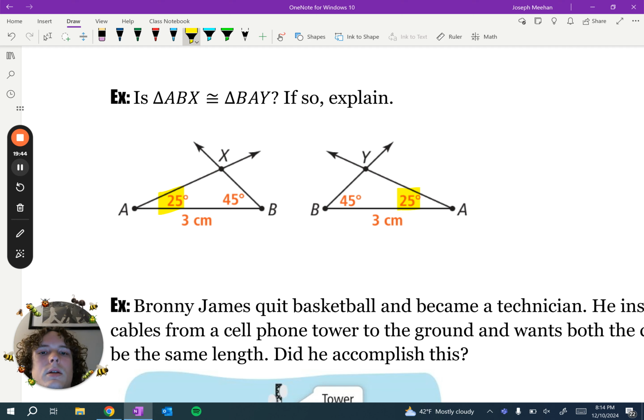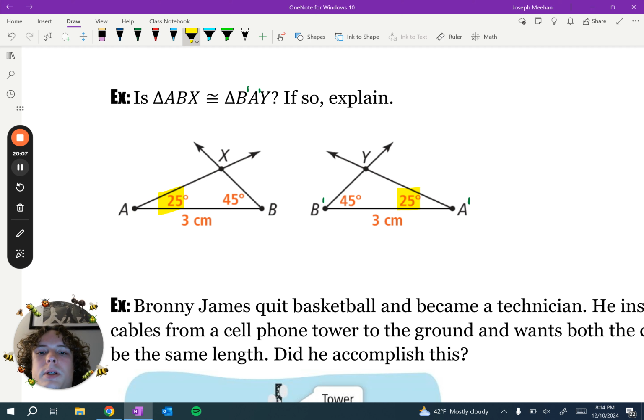BAY and ABX. Okay. And then this angle A, we have two different angle A's, apparently. Didn't know that. Let's call this A prime. How about that? Let's make this a little easy on ourselves. We have A prime and B prime here. So we have ABX and then B prime, A prime, Y. Okay, that's what we got.